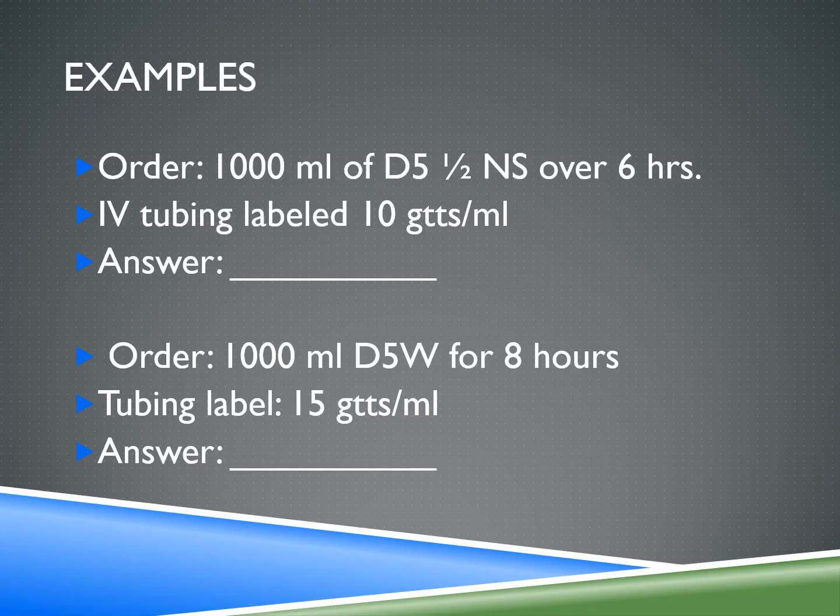Okay, here's the next two. Notice on this one that they don't give you the rate straight out. You've got to calculate the rate. So you're going to have to calculate the rate first to have your rate and then figure your drop factor. Okay? And don't worry about the half and the half normal saline. That's just the name of the fluid. Don't let those other things be a distractor and mess you up. So go ahead and pause the video again and work both of these problems.